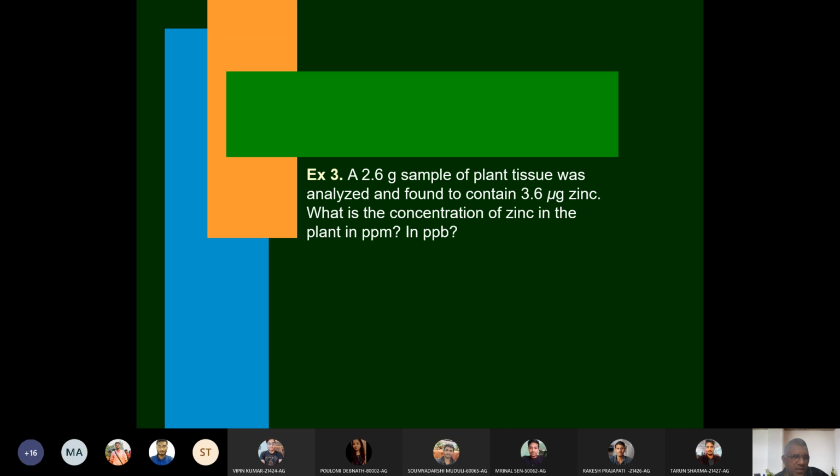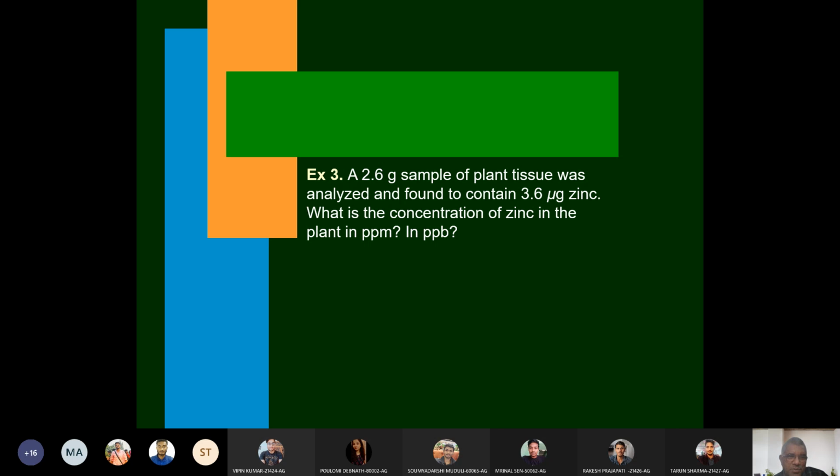Now, one example is there: a 2.6 gram sample of plant tissue was analyzed and found to contain 3.6 microgram zinc. The weight of the sample was 2.6 gram and total zinc in this sample was 3.6 microgram. What is the concentration of zinc in the plant in ppm and in ppb? So now you note down this question and I will go back to the slide where I have shown these units, and you should do it on your own. So first you note down the question.